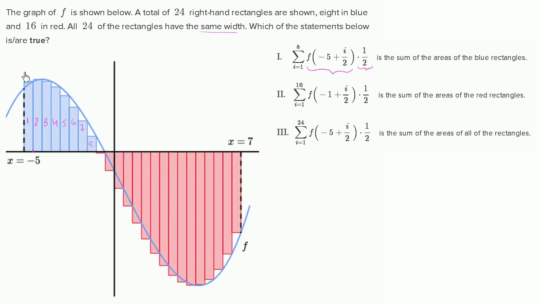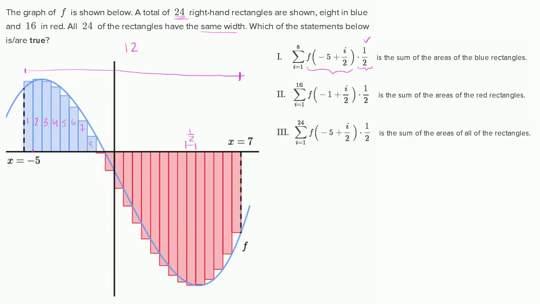Well, the total distance between x equals -5 and x equals 7, that distance is 12. 5 plus 7, that's 12, and we're dividing it into 24 rectangles of equal width. So if you divide 12 divided by 24, each of these is going to have a width of 1/2. So this is checking out, that the 1/2.